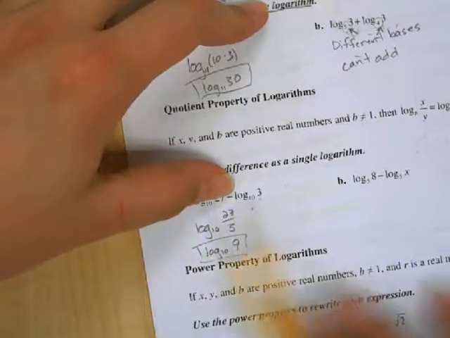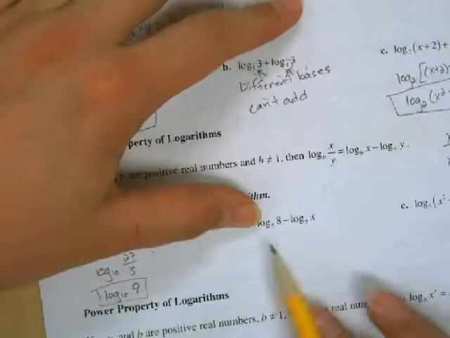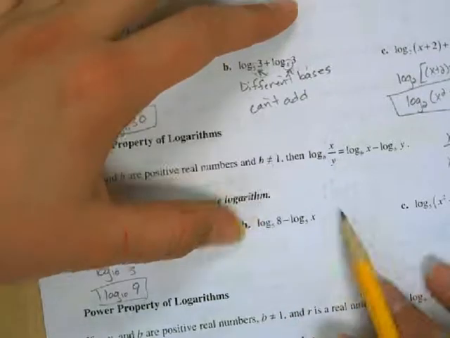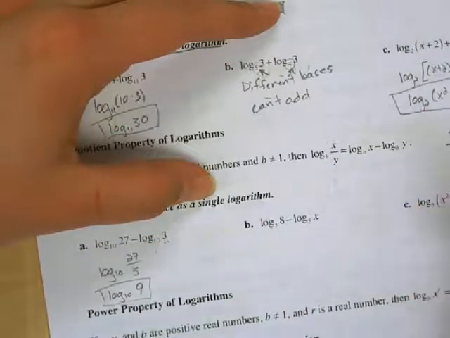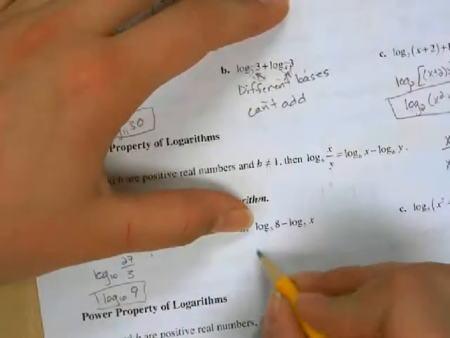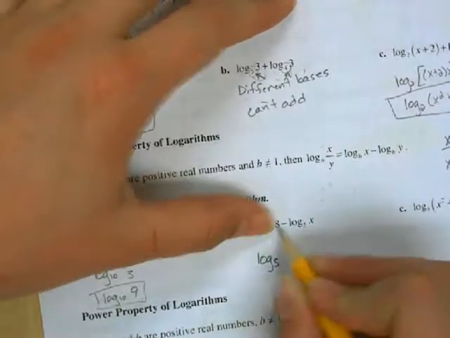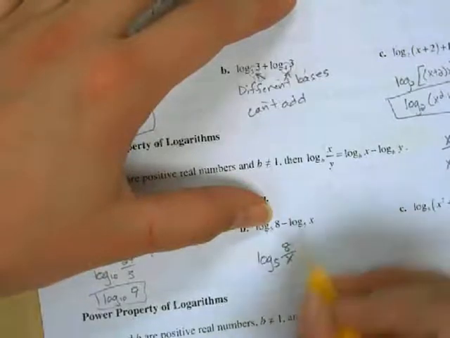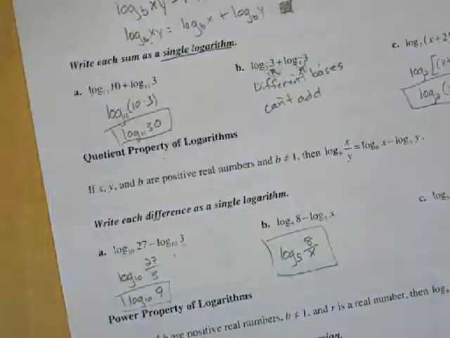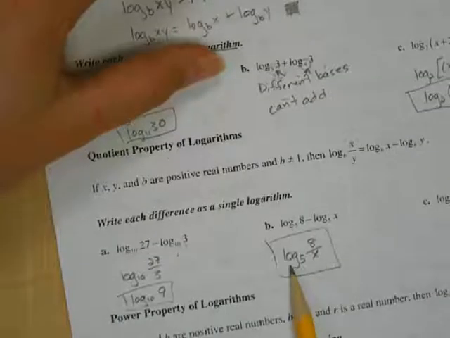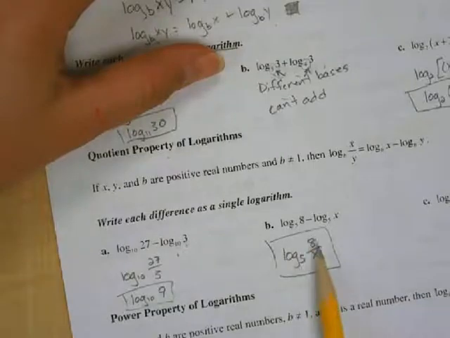Here: log base 5 of 8 minus log base 5 of x. Our bases are the same. They do have to be the same; our property says so. So my bases are the same, so we just divide: log base 5 of 8 over x. That's how you would subtract those two logarithms and write it as a single logarithm. I have one log left, log base 5 of 8 divided by x.